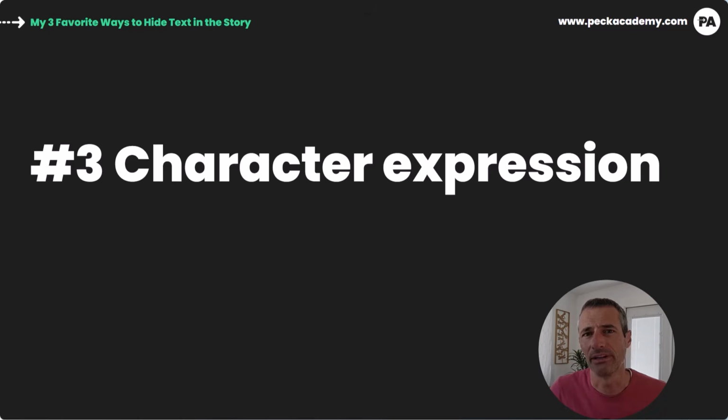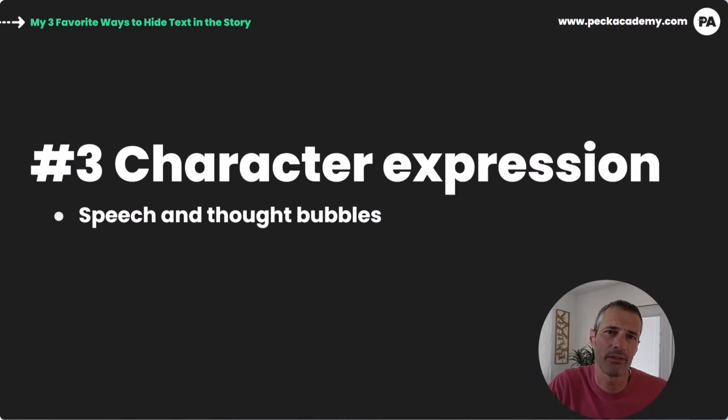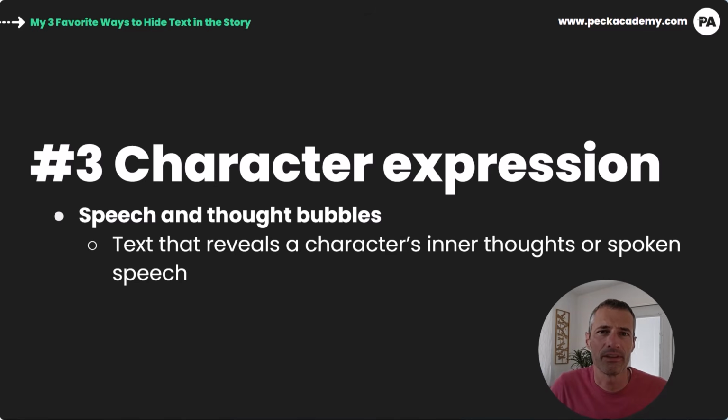And finally, the third way to hide text in the story is through character expression. So speech bubbles or thought bubbles. And we're familiar with these. They just simply are used to communicate what a character is saying. And in my opinion, almost a little bit more important is what are they thinking? Because this can really help the learner, the viewer, experience and understand what is going on in the internal world of characters that's not always able to be captured fully through some of the other design elements that we talked about.